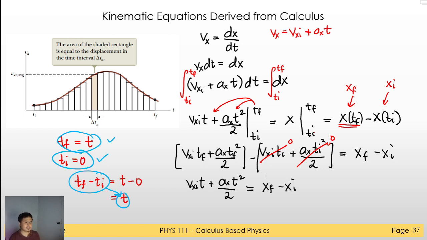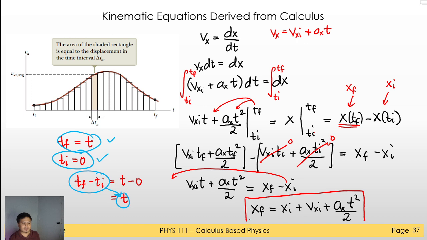If we manipulate this, guys, with respect to xf, you can see that xf is equal to, looking at this, we can transpose this xi here. So we have xi plus dxi plus ax t squared over 2. So this is your derivation for the final position. Isn't that interesting?